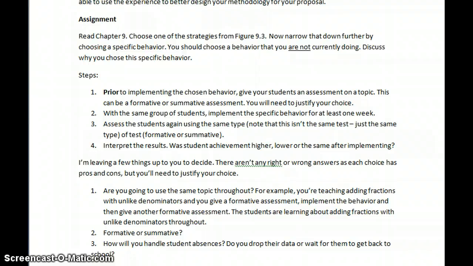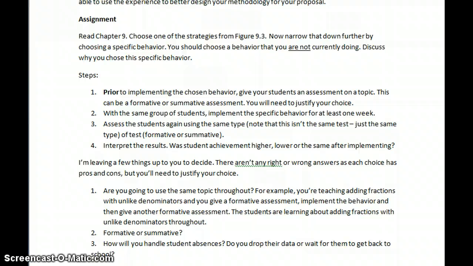You're not giving them the same exact test. This isn't pre and post test. You don't want to use a pre and post test because then you're not really measuring whether what you did mattered. Maybe they would have the same results if you did not use a strategy. So you don't want it to be the same exact test like a pre and post, but the same type. So if you did a formative the first time, do a formative the second time. If you did summative, do summative. And then interpret the results.